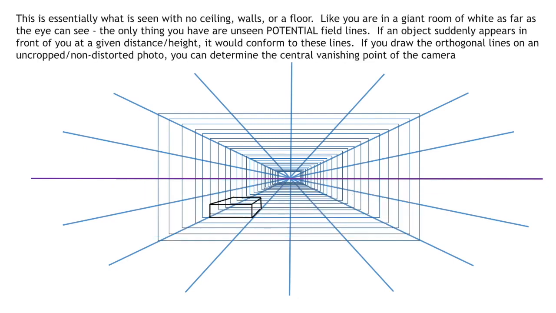This is essentially what is seen with no ceiling, no walls, and no floor. So it's like if you were in a giant room of white as far as you can see, suspended on something very high. The only thing you have are unseen potential field lines. And if an object suddenly appears in front of you at a given distance or height, it would conform to these lines. So if you draw the orthogonal lines on an uncropped, undistorted photo, you'll start to determine the central vanishing point of the camera. Again, you can use diagonals or vertical lines and horizontal lines to try to see where that vanishing point was for that camera system.